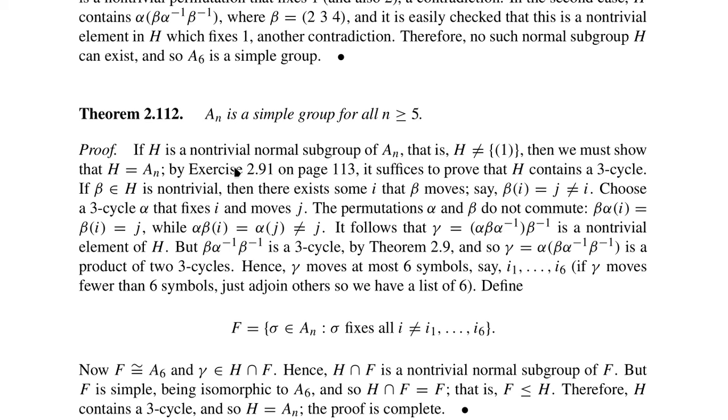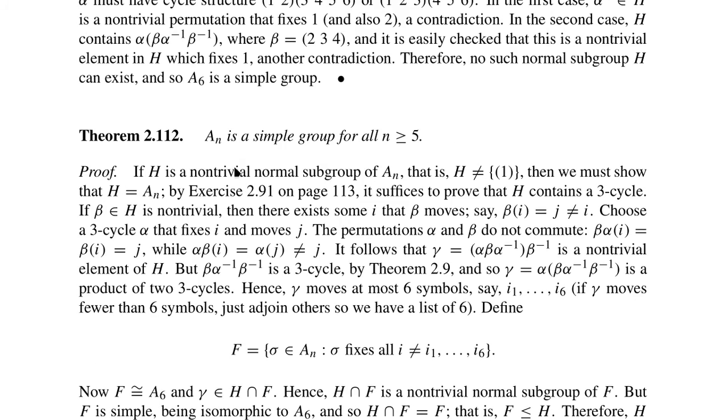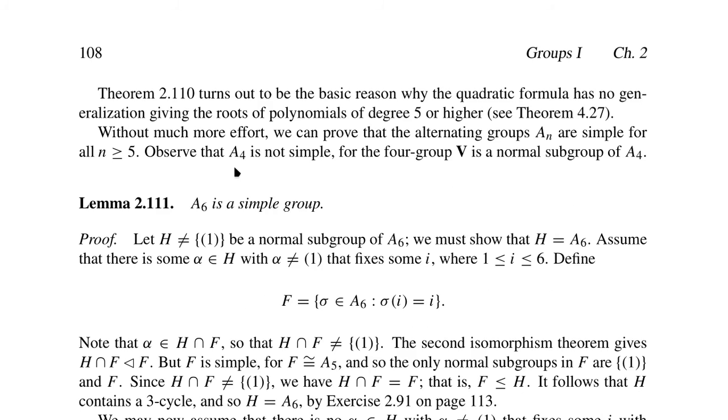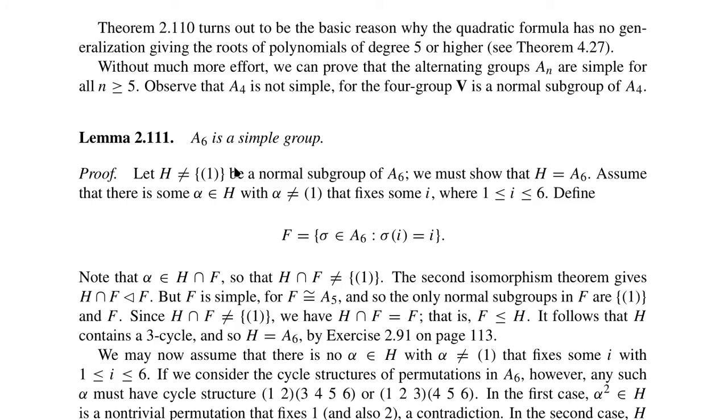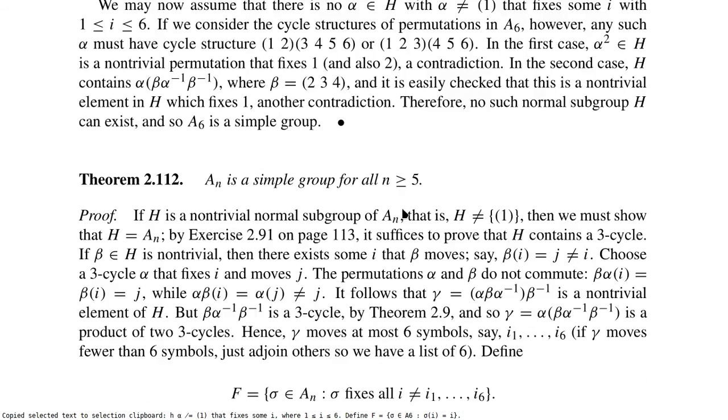Now you define a set which contains those permutations from AN that fix all the symbols that gamma moves. Right? Now F is going to be isomorphic to the alternating group of 6 elements because of the previous lemma, because it's a simple group and the F that he considers here is pretty much similar. Right?